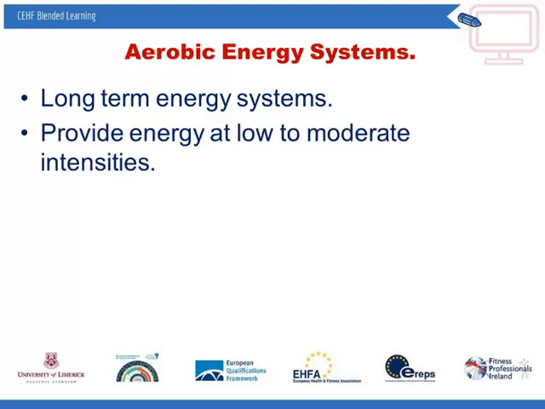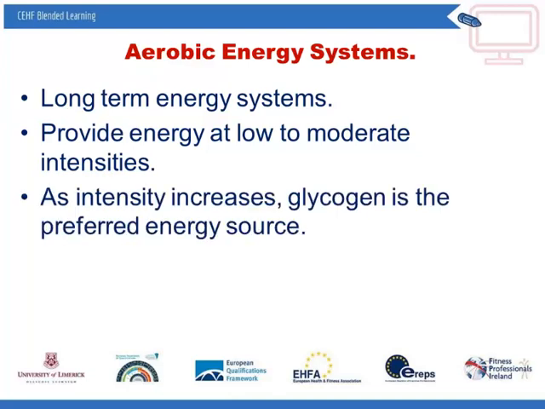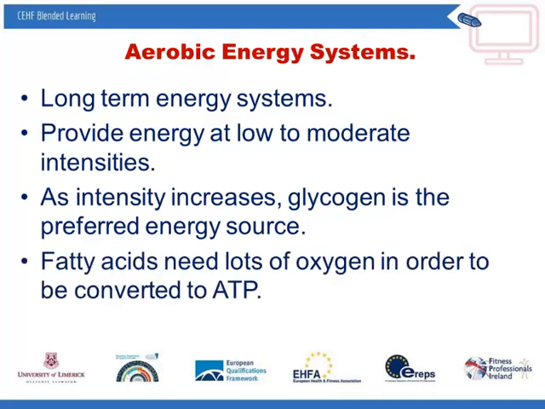The aerobic systems will only synthesize energy at low to moderate intensities. The sources of fuel used by the aerobic energy systems are glycogen from carbohydrate and fatty acids from fat. Glycogen requires less oxygen to be synthesized than fatty acids do. So as intensity increases, glycogen will be the preferred energy source. Fatty acids, on the other hand, need lots of oxygen in order to be converted to ATP, so fatty acids tend to be the main fuel when intensities are low.